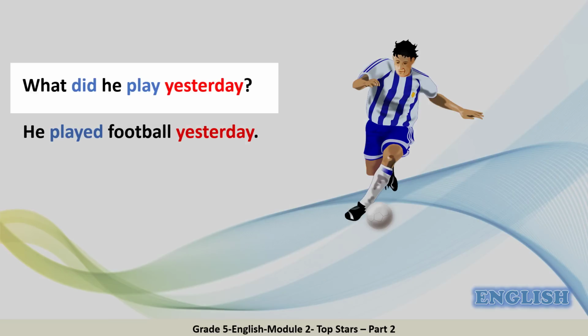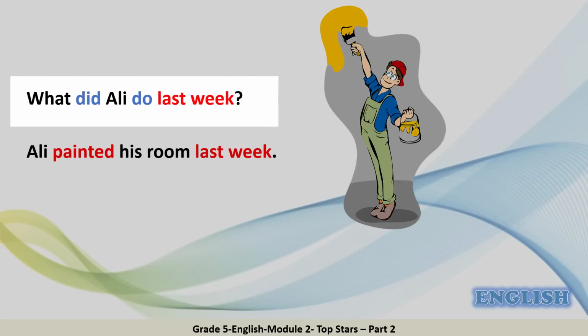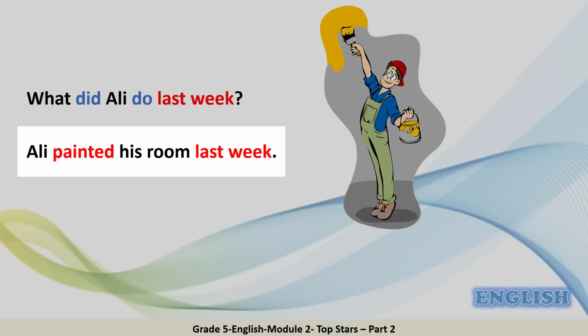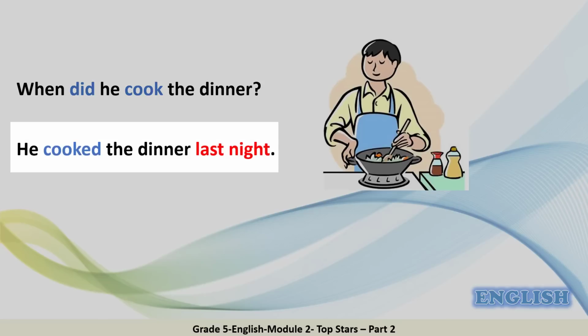What did he play yesterday? He played football yesterday. What did Ali do last week? Ali painted his room last week. When did he cook the dinner? He cooked the dinner last night.